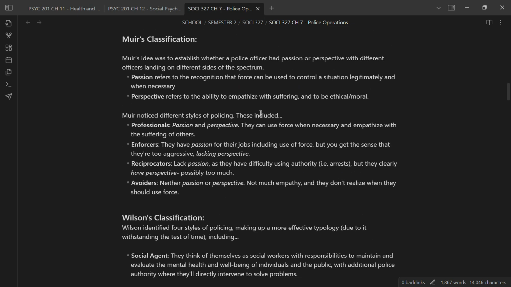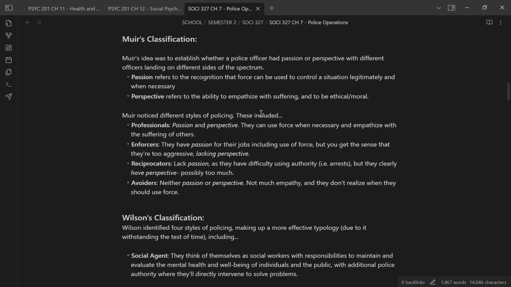So to get into this, we'll start with Muir's classification. Muir's idea was to establish whether a police officer had passion or perspective, with different officers landing on different sides of the spectrum. So passion is essentially a police officer's willingness to use force when necessary to control the situation, and perspective is the ability to empathize with suffering and to be ethical and moral.